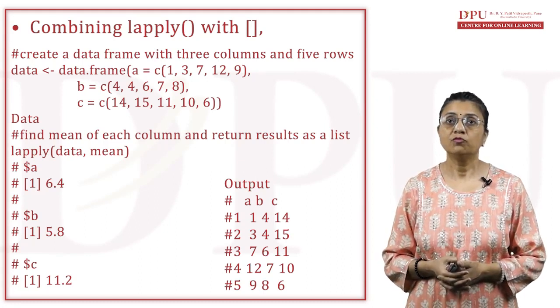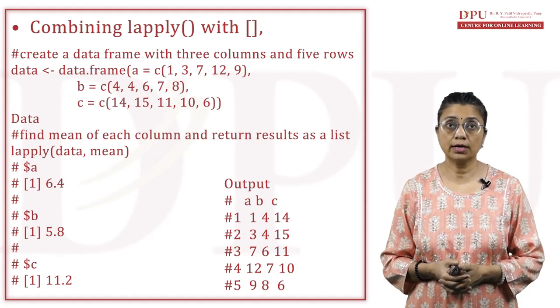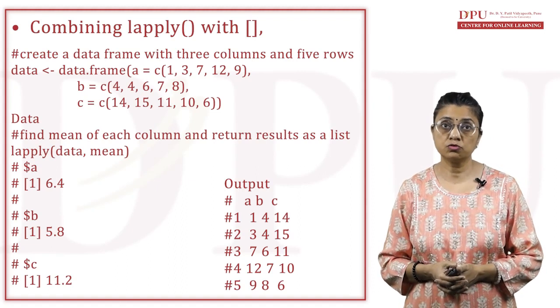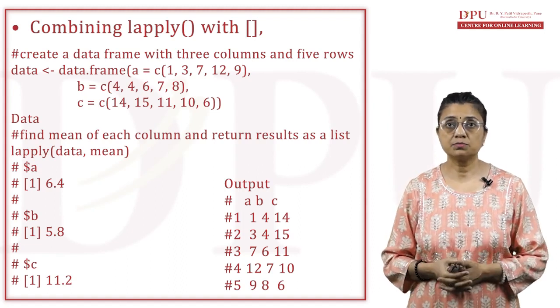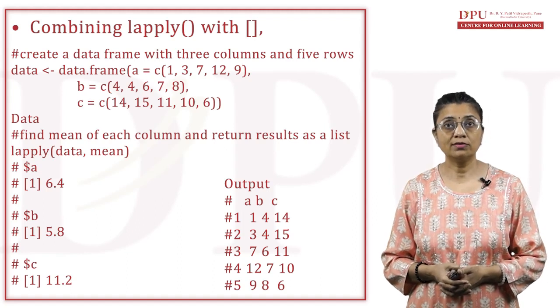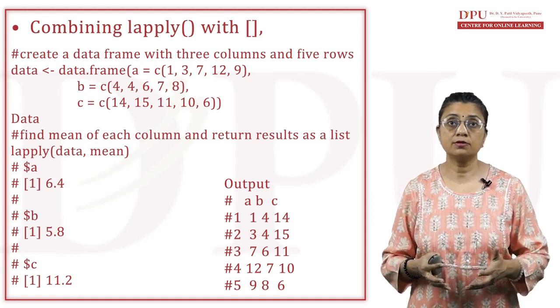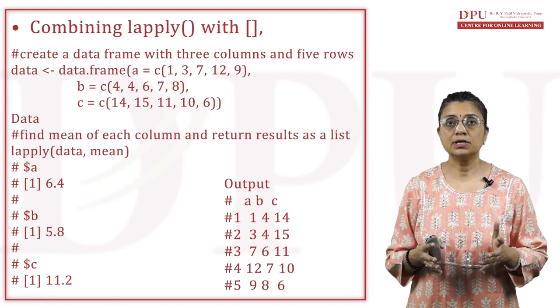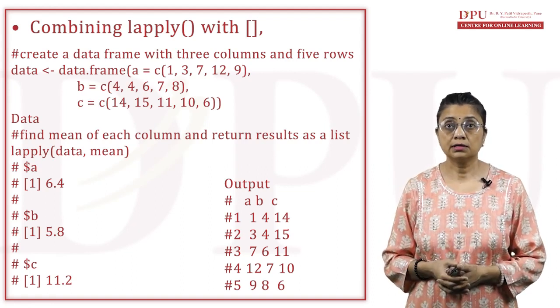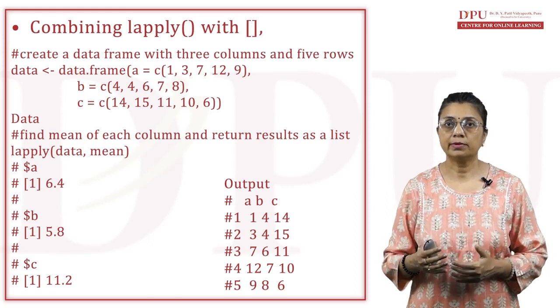So when the value of A is 1, it becomes 2. When the value is 3, it becomes 3 into 2, which is 6. 7 becomes 14 because 7 into 2 is 14. 12 into 2 becomes 24 and 9 into 2 becomes 18. So basically what is happening here is that for every column, the value is multiplied by 2.